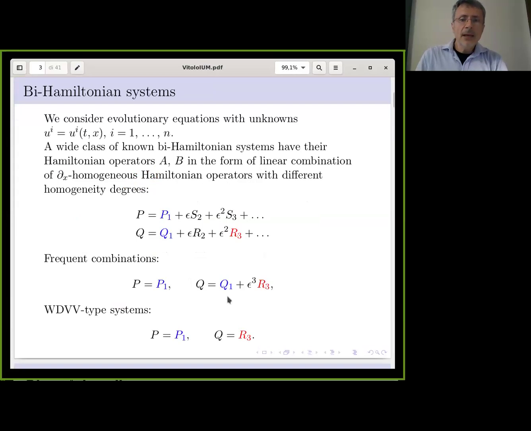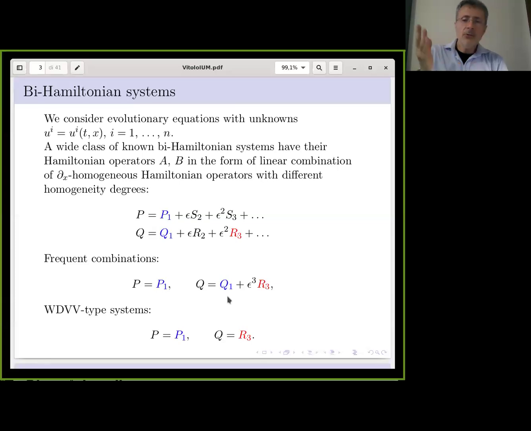So again, this is the main reason why, coming back to the previous slide, we will focus on systems of the form where the Bi-Hamiltonian pair is of the form of one operator of the first order, homogeneous, and another operator of the third order, again homogeneous. We do not consider the second order case, not because it's not doable, the computation or the examples.